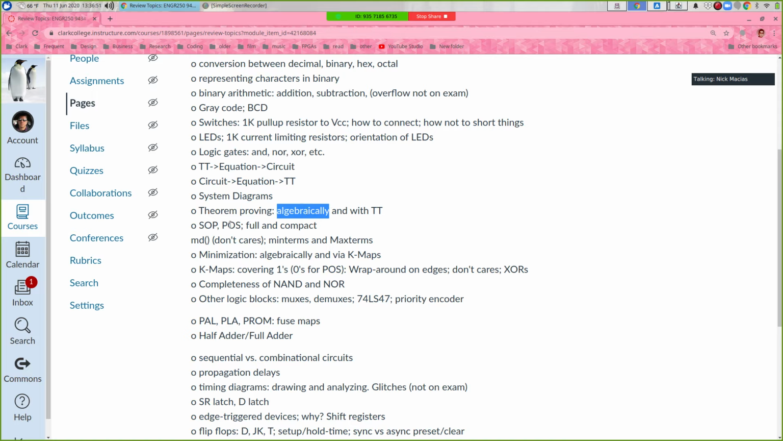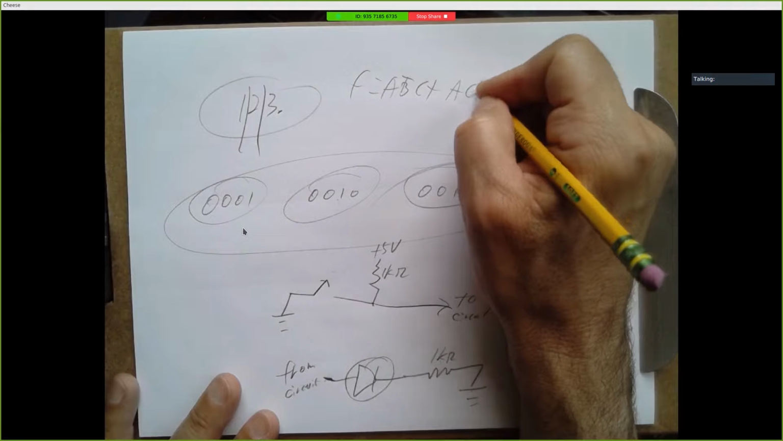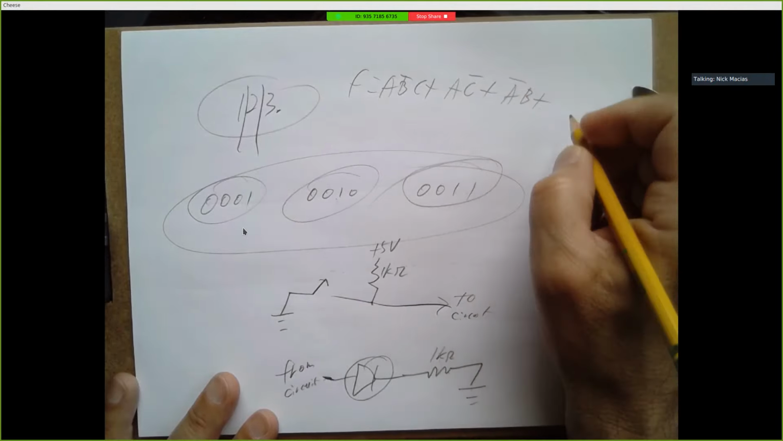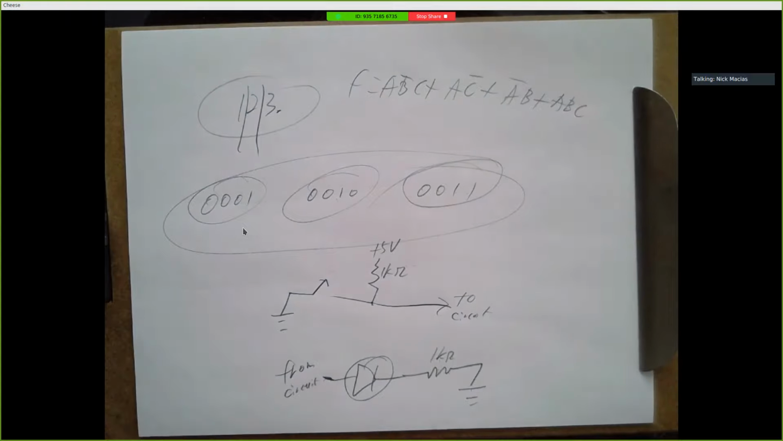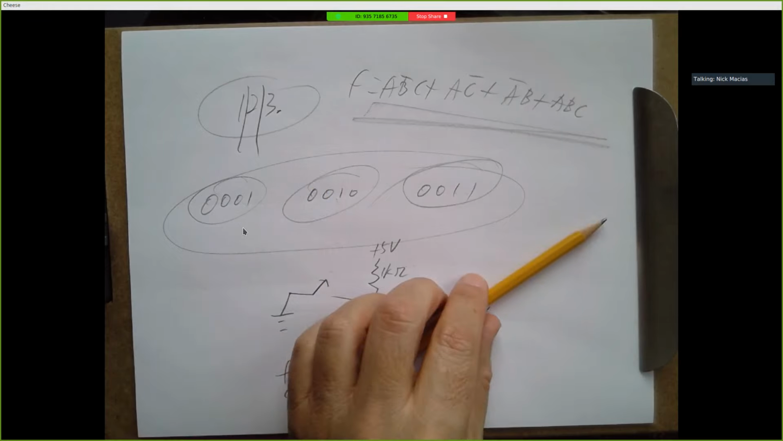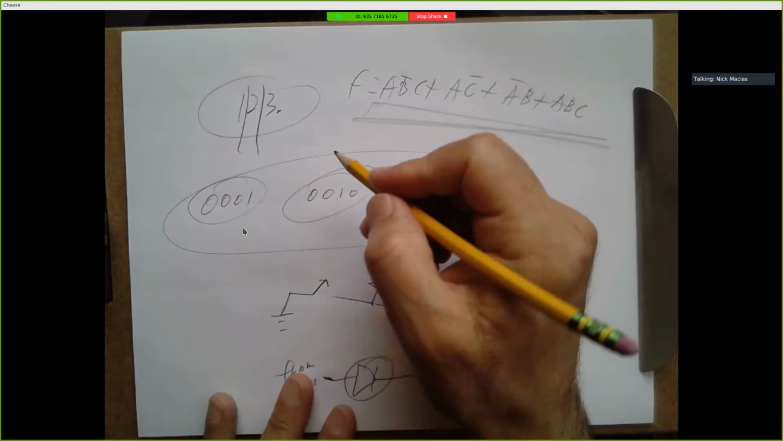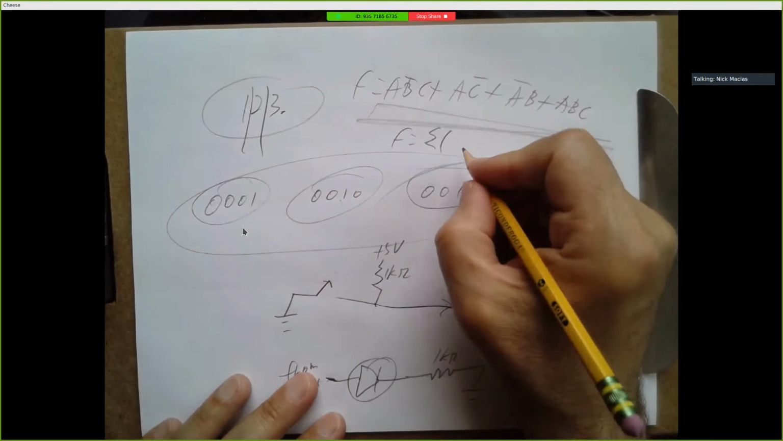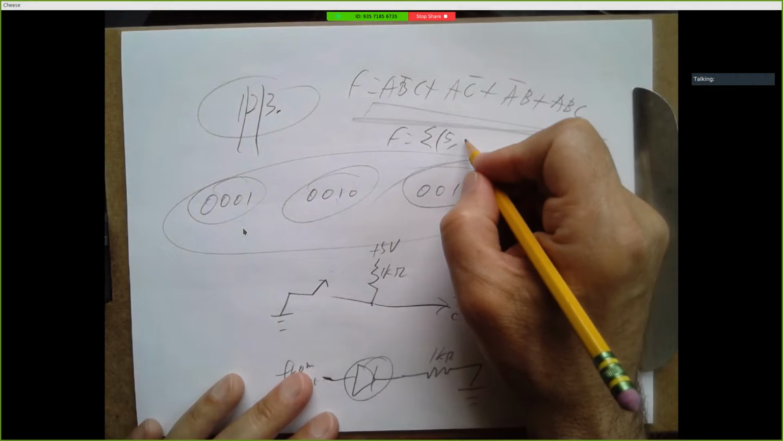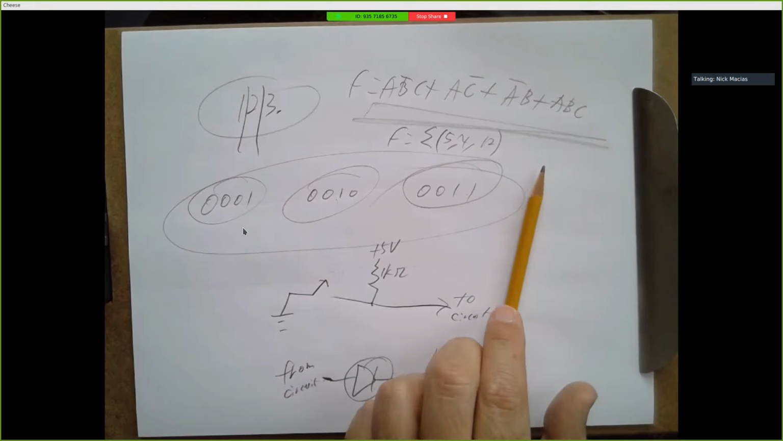Alright, sum of products, product of sums. There's the normal form where we write out something like F equals A B bar C, or A C bar, or A bar B, or A B C, right? So if you're asked to produce a sum of products, this is the kind of thing you're after. If you're asked to produce a sum of products in compact form, then we can say something like F equals sum of 5, 4, 12, or whatever.